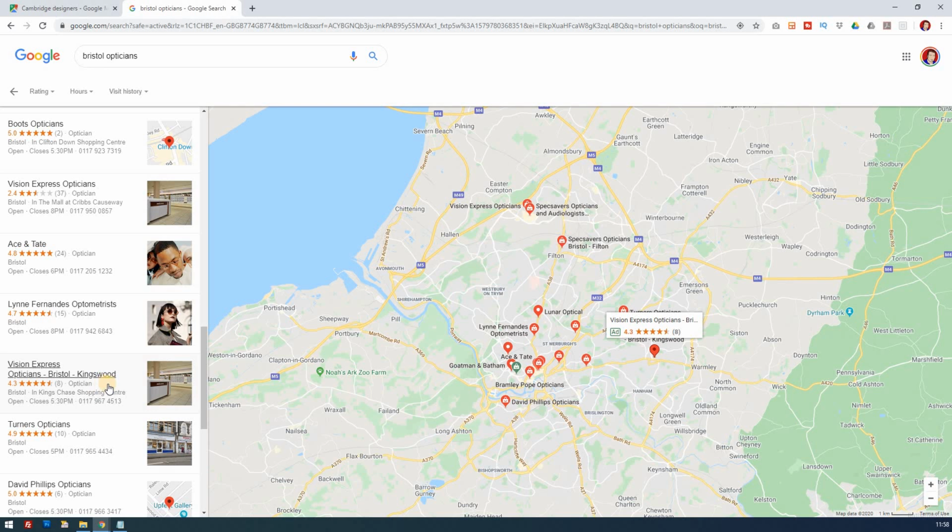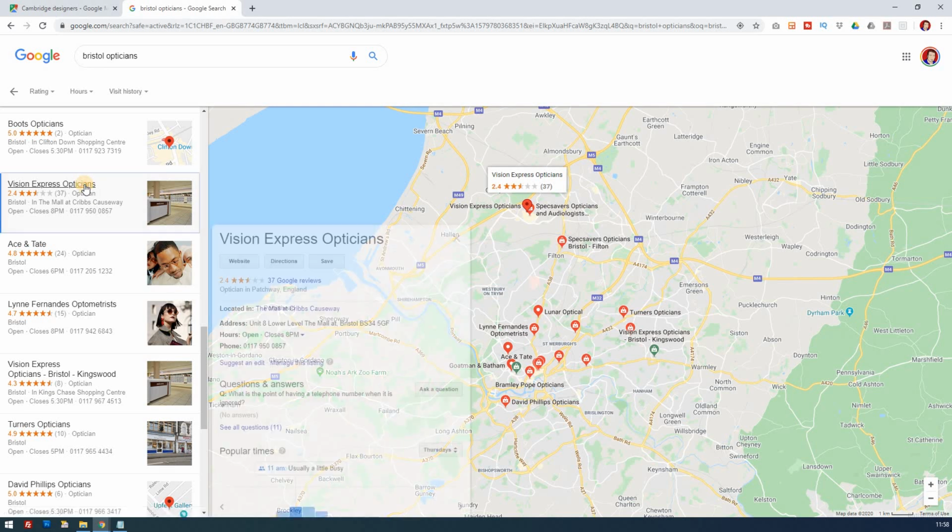But these are the types of things where, say you're a competitor, say you were Ace and Tate and you're doing everything above board, and then you see someone's got more than one business with the same address and the same information, but they've changed the telephone number to try and disguise that. This is what some people do.